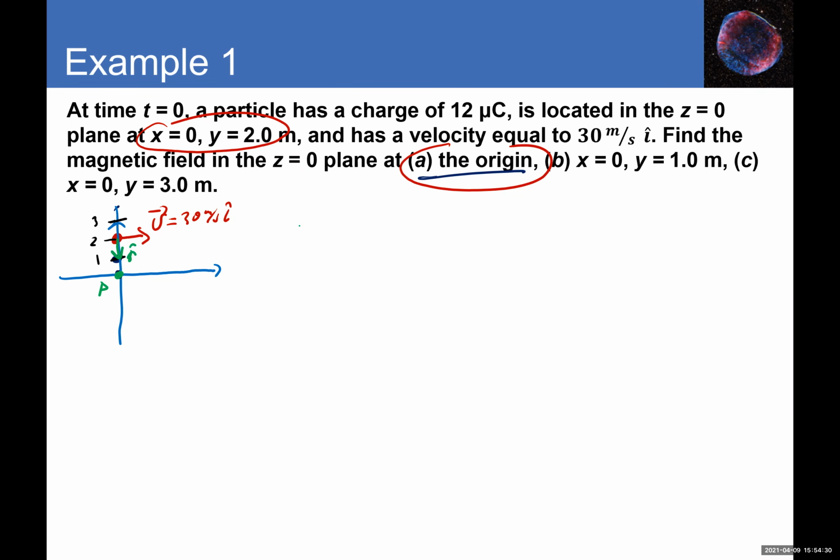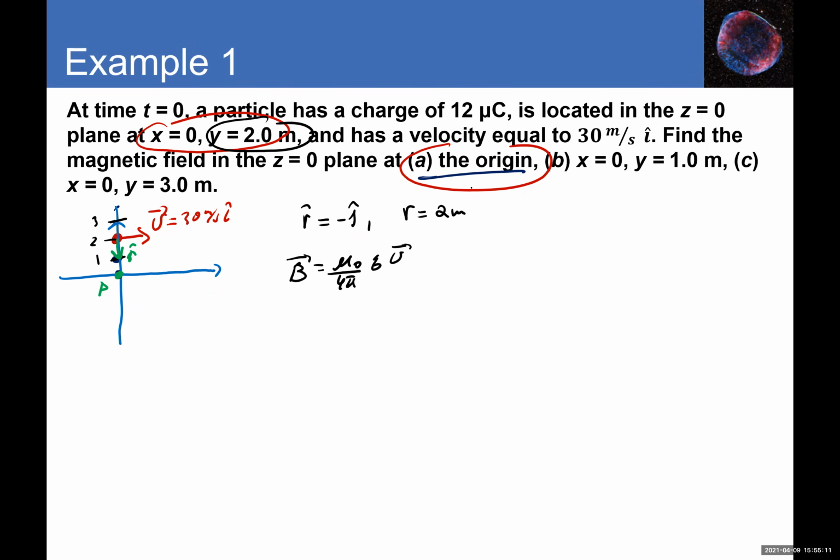So then for part A, my r hat is negative j hat. My r here is 2 meters, because it's the distance from the position of the particle to the origin. Those are the two things that I want. So the magnetic field is equal to mu naught over 4 pi, then Q times V cross r hat.